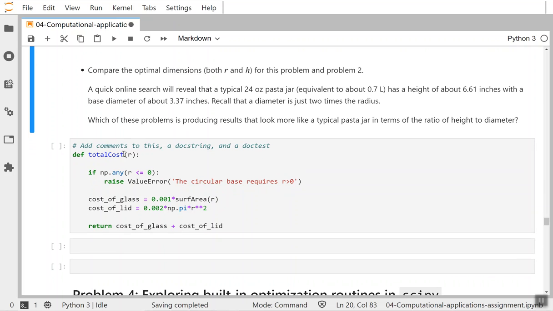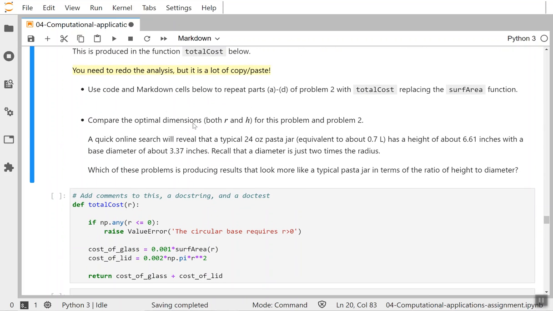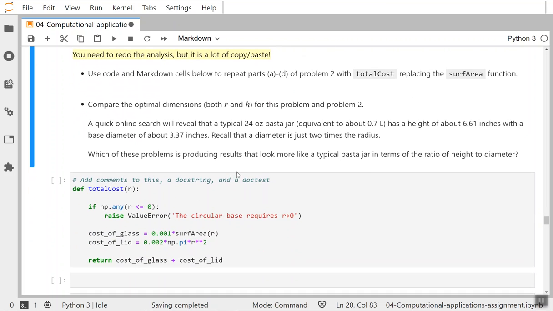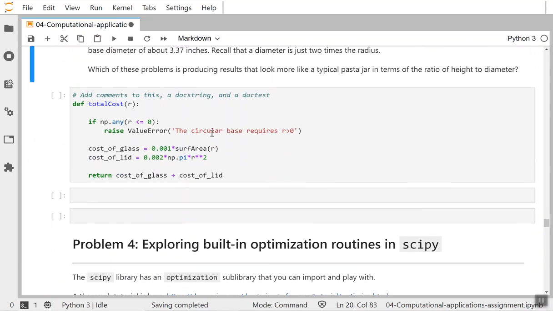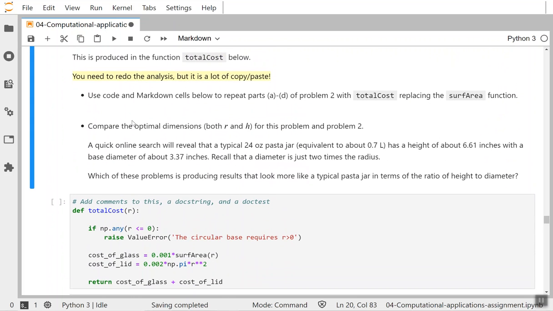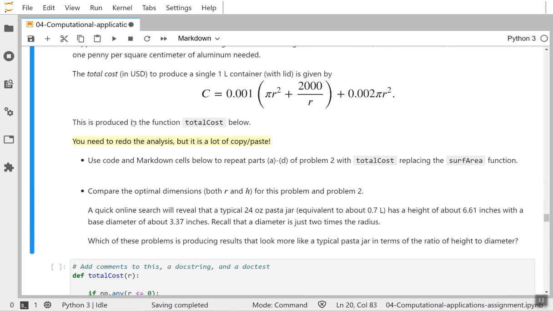Which of these problems, minimizing the total cost based on this function versus minimizing the surface area, produces results that look more like a typical pasta jar in terms of the ratio of height to diameter? This is something you need to answer below, and you should really think about what that implies and how people come up with the sizes of these jars. These aren't just arbitrary choices, they are minimizing cost.